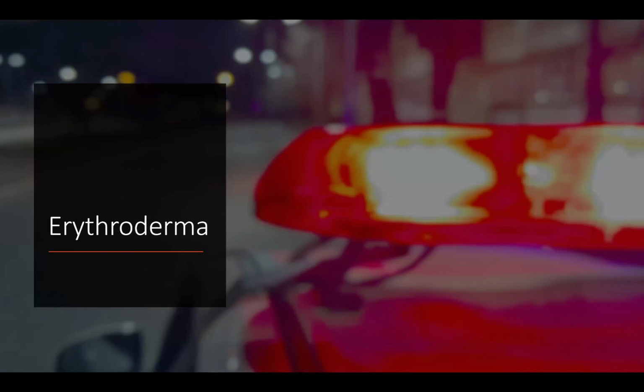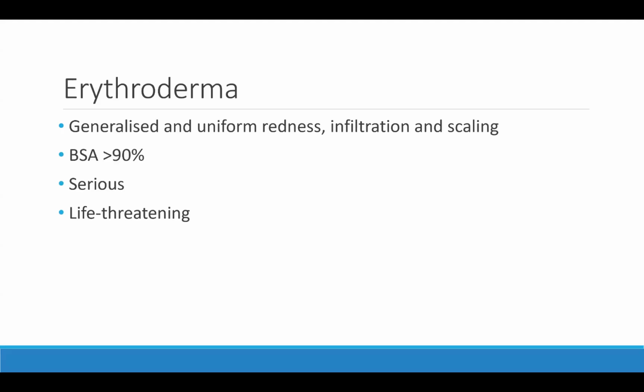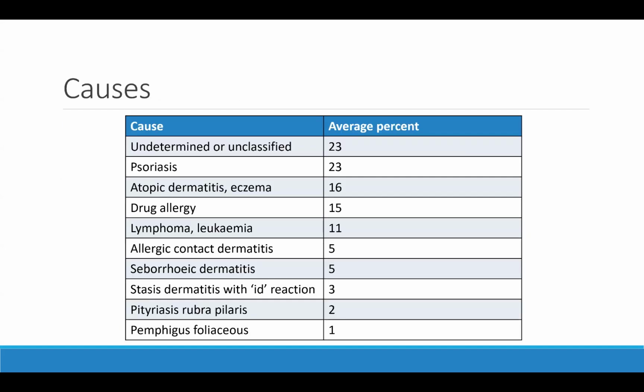We now move on to erythroderma. Erythroderma can be defined as generalized and uniform redness, infiltration, and scaling, affecting more than 90% of the body surface area. This is a serious and potentially life-threatening condition.